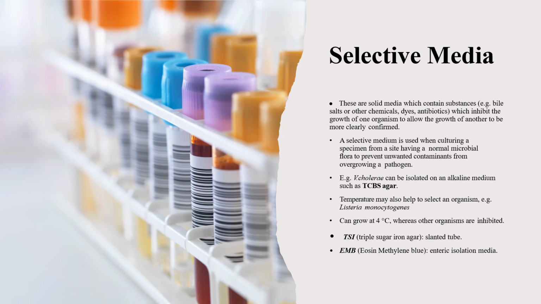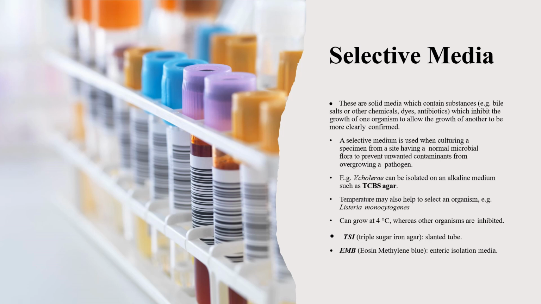For example, some bacteria can grow at low temperatures such as 4 degrees centigrade, while many other organisms are inhibited or grow poorly at such temperatures. This temperature selectivity can be used by culturing specimens on media incubated at specific temperatures to favor the growth of Listeria over other bacteria. Selective media can be designed to target specific groups of organisms or types of pathogens.